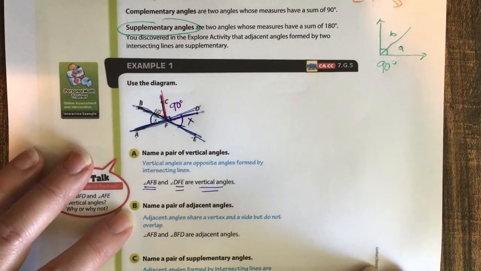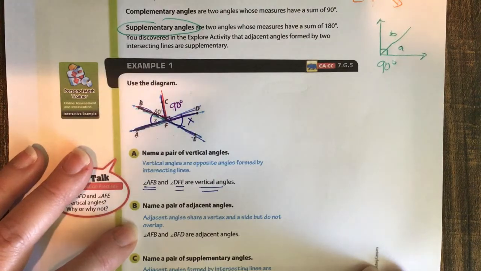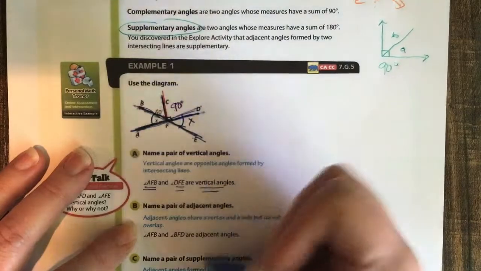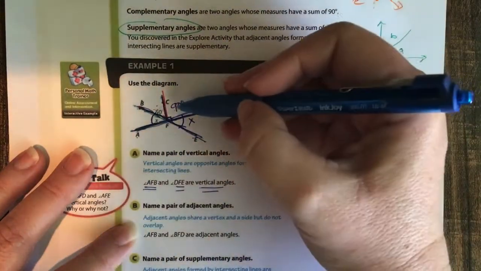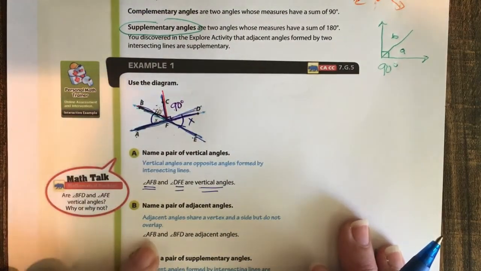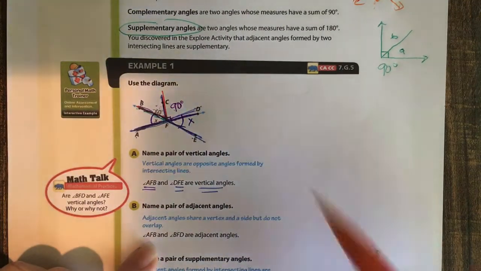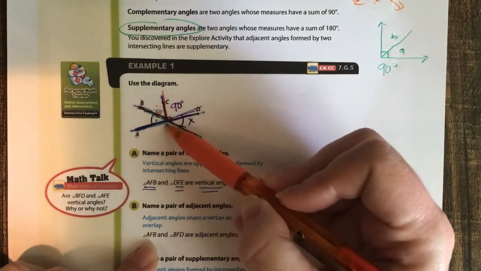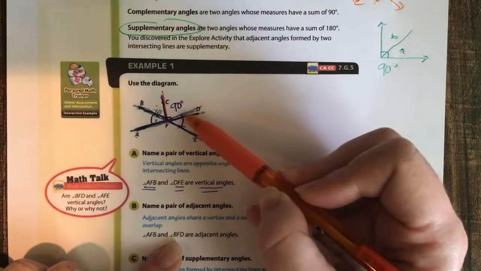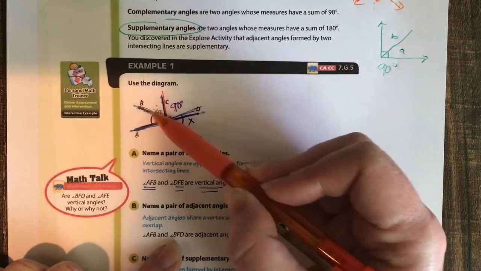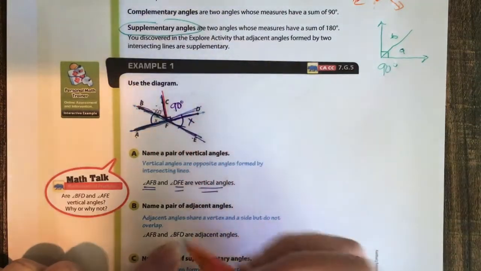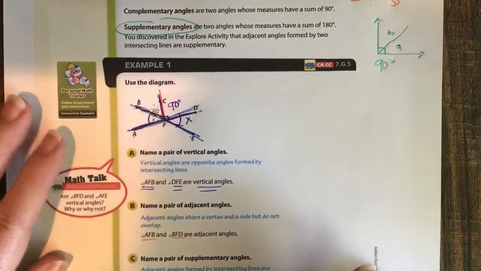B says name a pair of adjacent angles. Again, those are just angles next to each other. There's tons of angles next to each other. These two angles are next to each other. These two angles are next to each other. These two angles. We just need one pair. They gave the example of AFB and BFD. Oh, this big one right here. And yes, this is an angle, even though it's cut. This is an angle. These two angles are adjacent. They're next to each other.